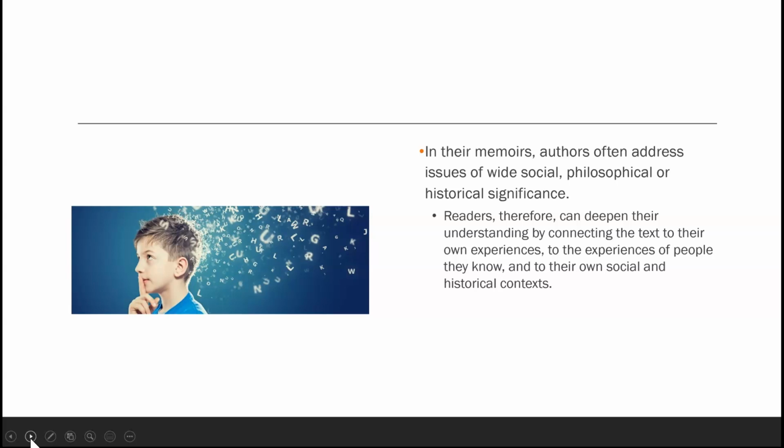In their memoirs, authors often address issues of wide social, philosophical, or historical significance. Readers, therefore, can deepen their understanding by connecting the text to their own experiences, to the experience of people they know, and to their own social and historical context. So the purpose, instead of writing just an autobiography, is that they'll be writing about something of some historical significance. And honestly speaking, you can also have a commentary on a major event that happened.